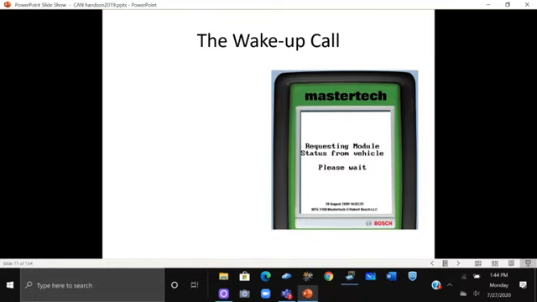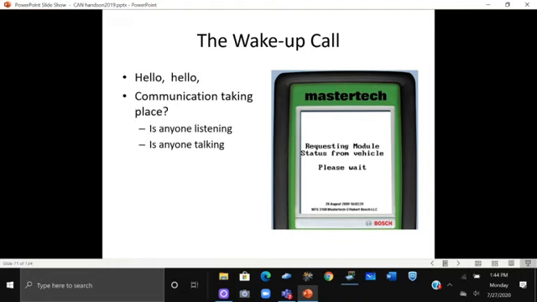First thing that happens is the scanner says, requesting module status. What does this mean? Well, this means the gateway is saying from the scanner, hello, hello, is anybody listening? Is anybody talking? And it's also asking the question, is anybody having a DTC?